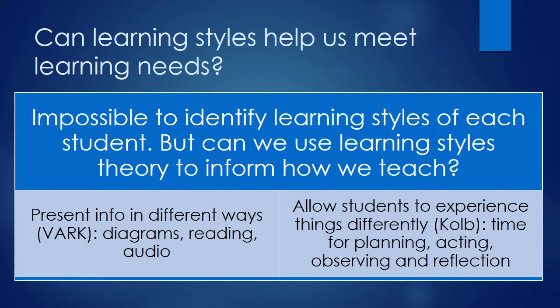But you can also use it to allow students to experience things in different ways. So for the experiential learning, you can give students time for planning, time for acting, time for observing, and time for reflection. So it means you just leave space for them to do all 4 activities. And that doesn't require you to make sure that students prefer thinking or they prefer reflecting. It just means that you leave space so that people can take more time on the activities that they're better at and that they need.